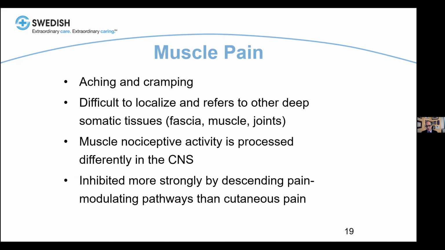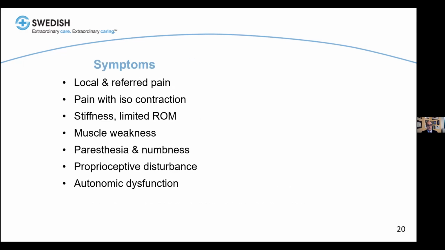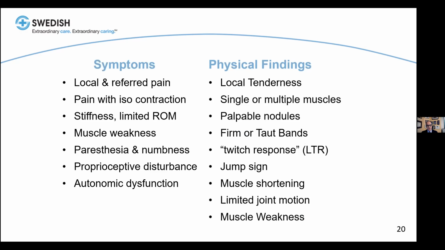So again, muscle pain is very different from more nociceptive pain like joint pain, or even radicular pain, which is more obviously neuropathic pain. And so the symptoms, there can be local and referred pain, like we said. The muscles may be stiff, there may be limited range of motion. A lot of this could be due to posture.